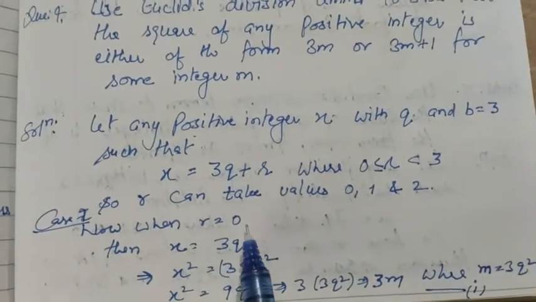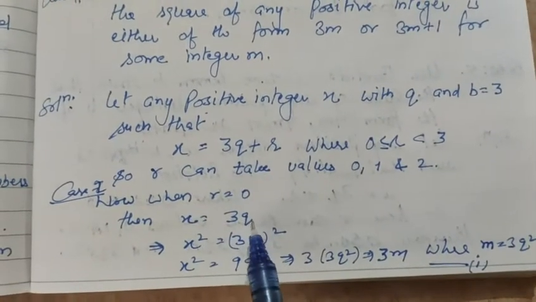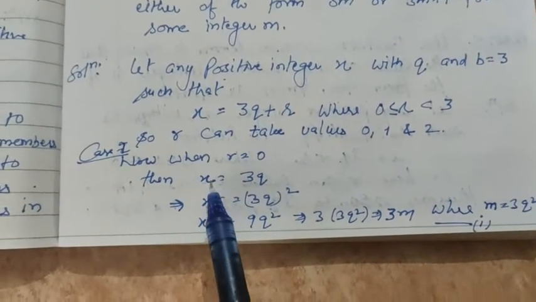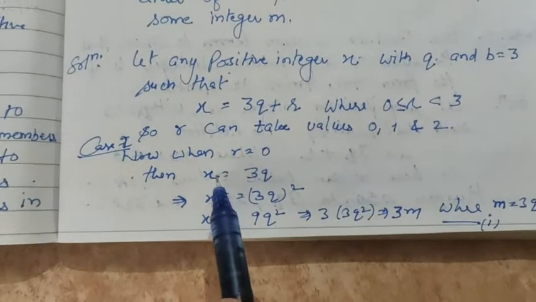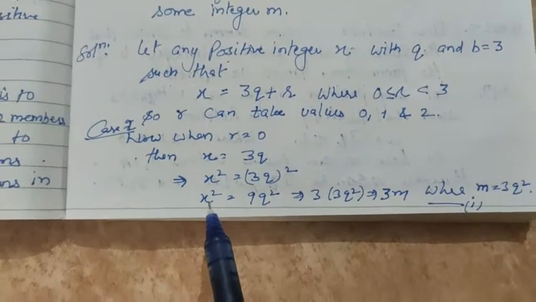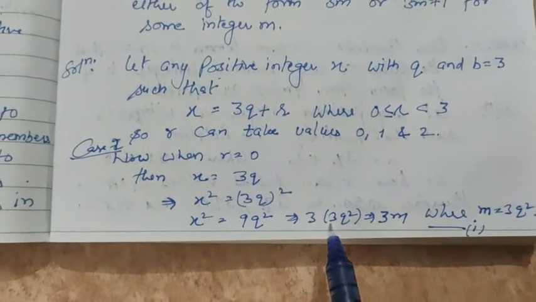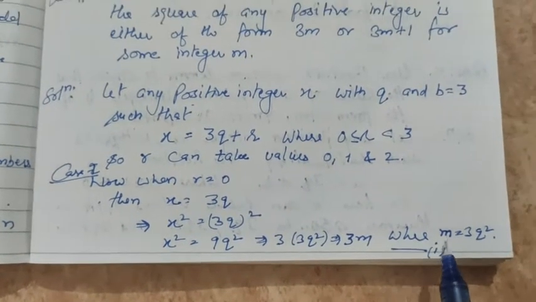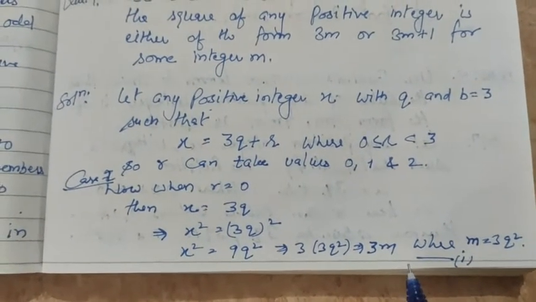So when r equals 0, x becomes 3q. So x will be equal to 3q. Now squaring on both sides, we get x square, as we are to prove for the square of any positive number. So x square equals 3q square, which becomes 9q square. This 9 can be written as 3 into 3q square, and this 3q square we write as m. So 3m, where m equals 3q square. So the square of the number can be written as 3m. Call it equation number 1.